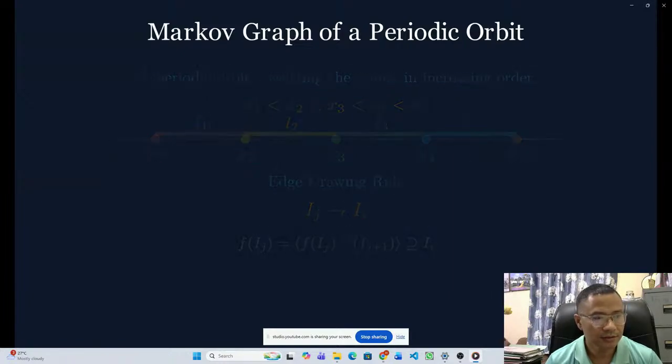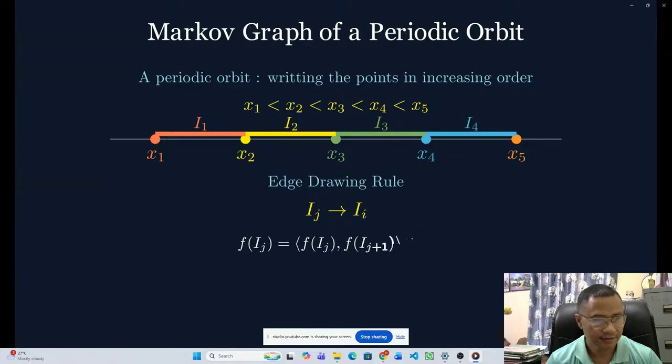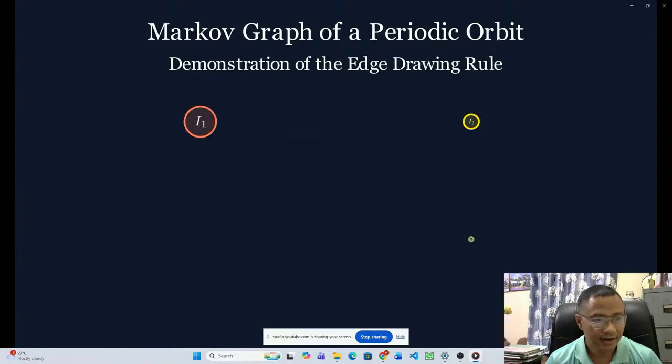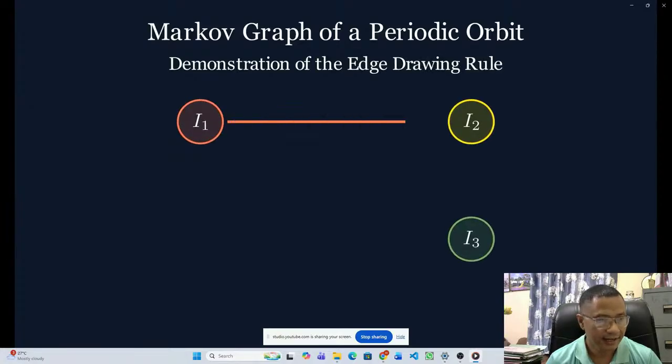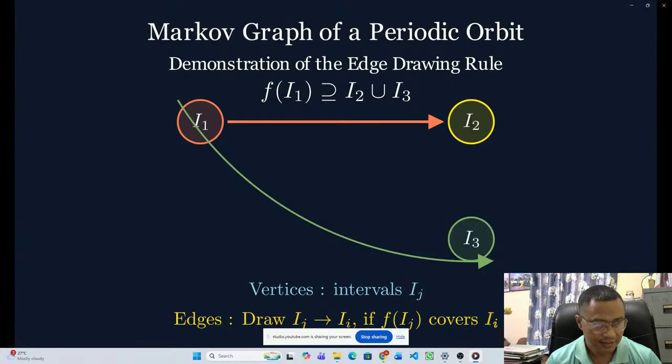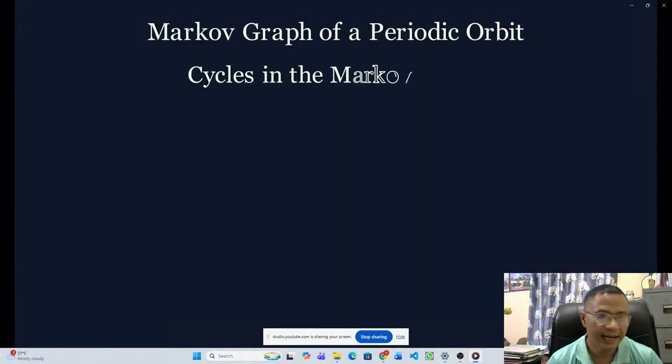Next, how to draw a directed edge from a vertex Ij into a vertex Ii. We draw a directed edge from Ij into Ii if f(Ij) covers Ii, that is, f(Ij) is a superset of Ii. For example, if f(I1) covers both I2 and I3, then there are directed edges from I1 into I2 and I3.